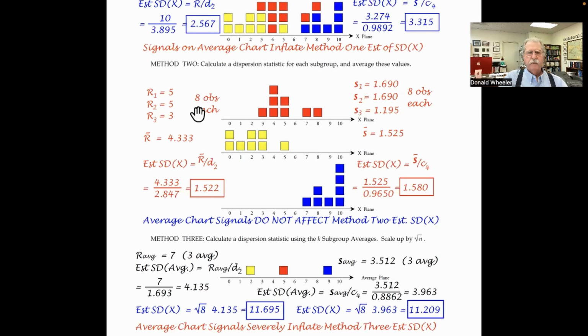But with method 2, how many measures of dispersion did we compute? 3 ranges, 3 standard deviations, a measure of dispersion for each subgroup, which is then summarized with an average, R bar, S bar, or sometimes we summarize it with a median. Multiple measures computed locally, summarized with an average or a median, is the hallmark of method 2.